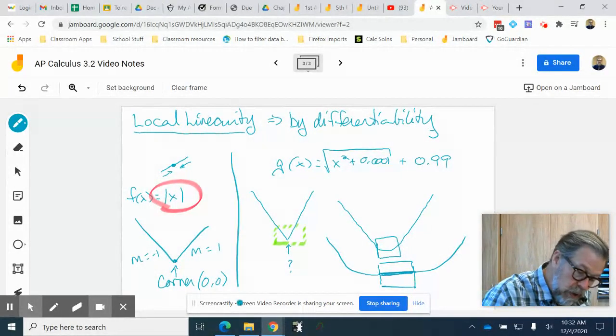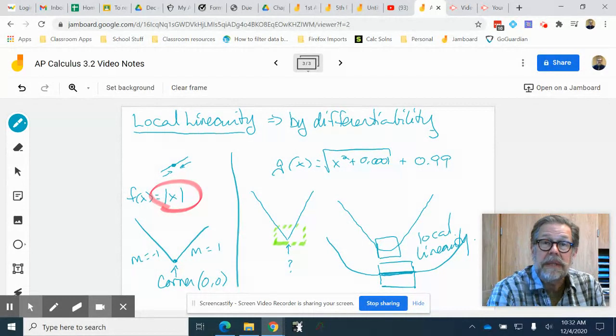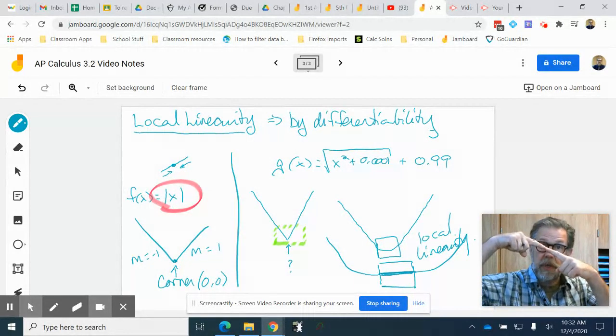This is called local linearity. And this is going to be a super short video because all this is a definition: local linearity says that if a function is differentiable and you zoom in far enough to the point that you're interested in, it's eventually going to become linear just in that little bit.